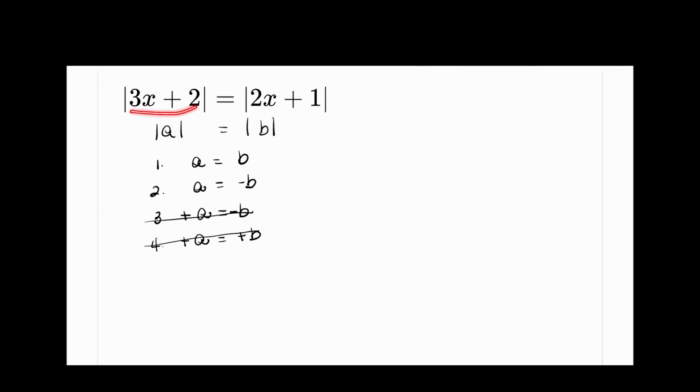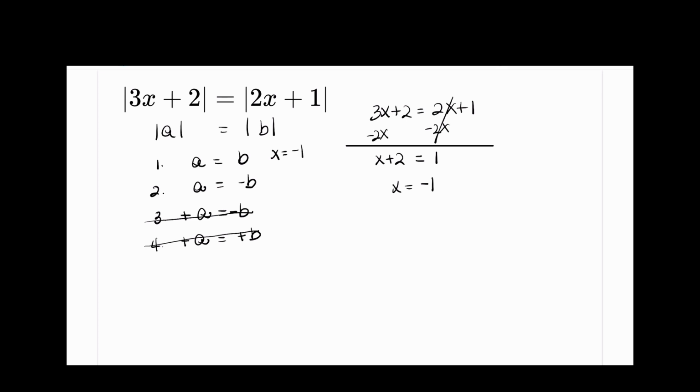For the first equation, we are assuming that the expressions inside are both positive. We don't need to do anything. We'll just drop the absolute value signs. We get 3x plus 2 is equal to 2x plus 1. We're going to subtract 2x on both sides. This becomes x plus 2. 2x minus 2x cancel, and we get 1. I'm going to move the 2 to the other side by subtracting 2 on both sides. We get x is equal to -1. I'm going to move this solution here. x is equal to -1.